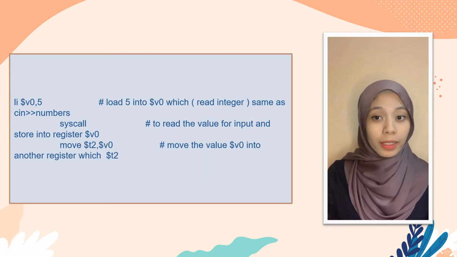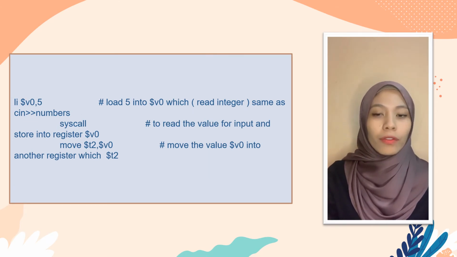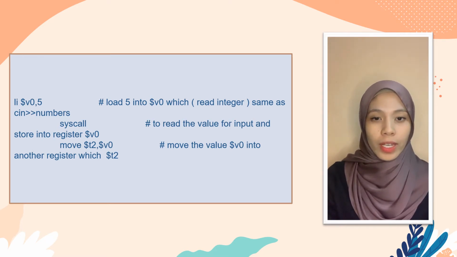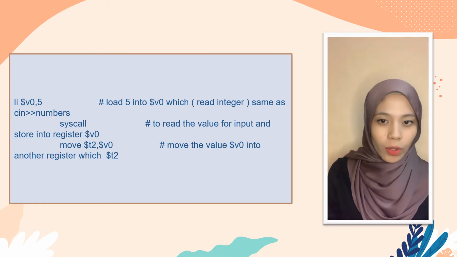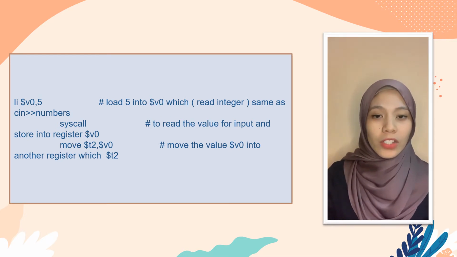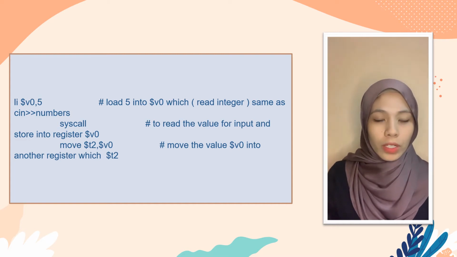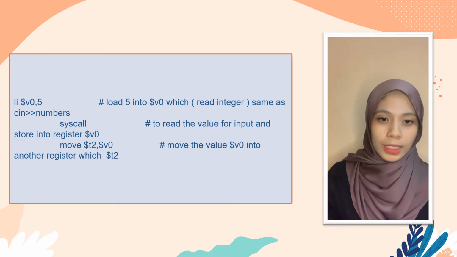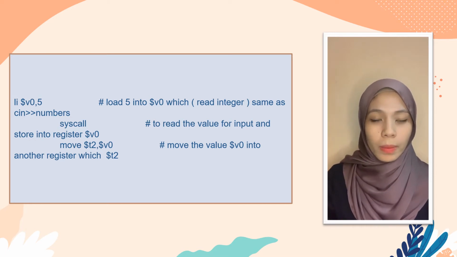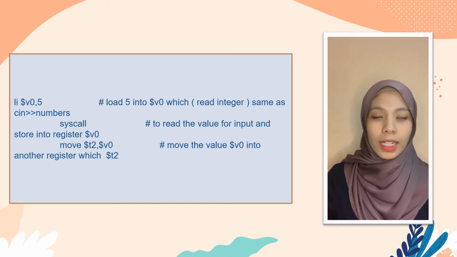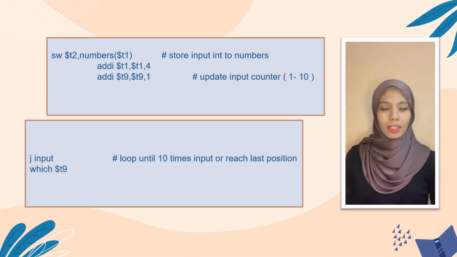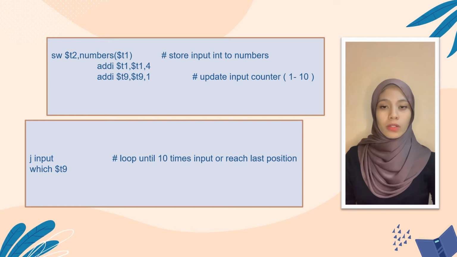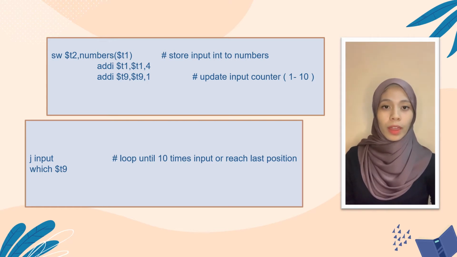Next is the cin command in the C++ programming language. The value is loaded into $V0 as a system code to read the integer stored in the temporary buffer. The command enables the operating system to read the value and store it into the register $V0. Then we need to move the value into another register to prevent loss. So the value in register $V0 will be put into $T2.